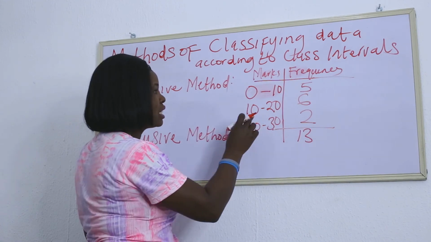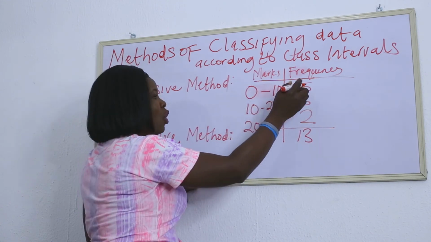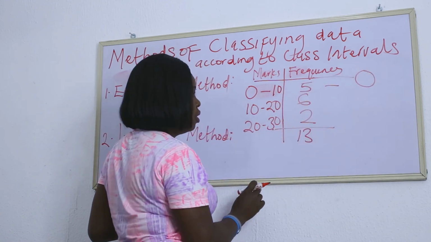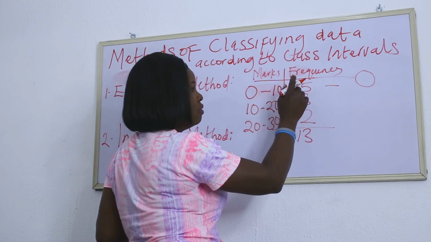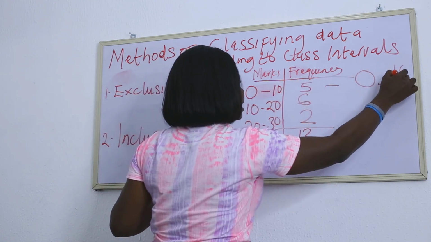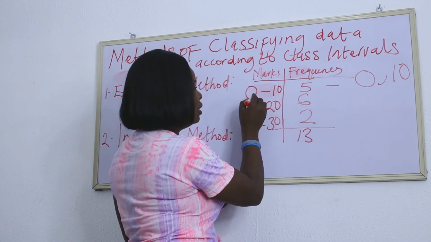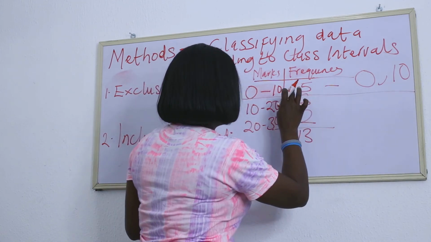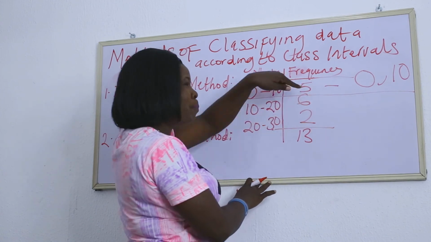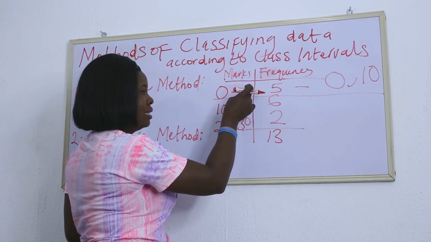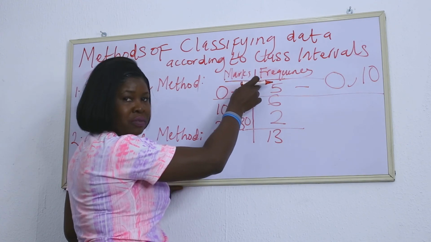If you ask me what is the lower class interval of this class, it is 0. And what is the upper class interval of this class? The upper class interval of this class is 10. Then what does it mean? If it means that on this frequency, 10 is part of this class. These class intervals are so fixed that 10 becomes a part of this class.